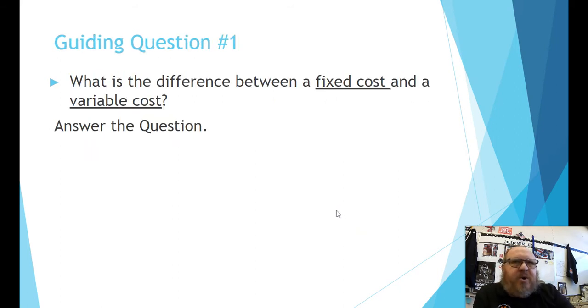Okay, so that guiding question again. What's the difference between fixed cost and variable cost? Pause here to answer.